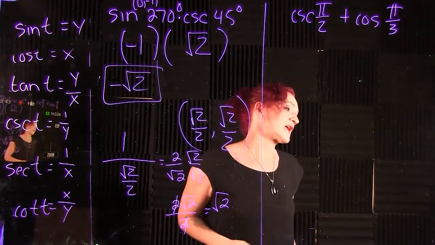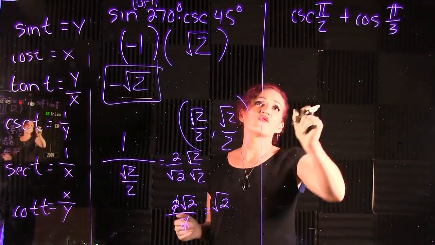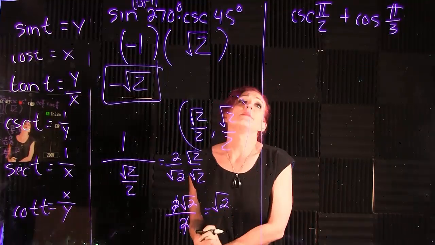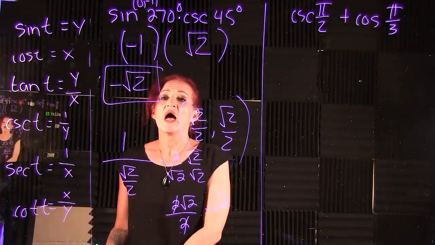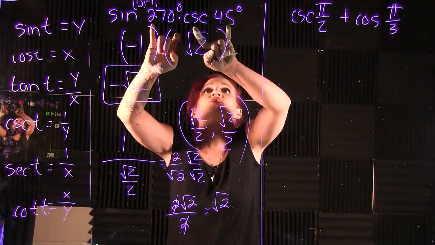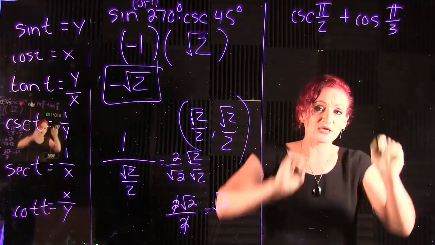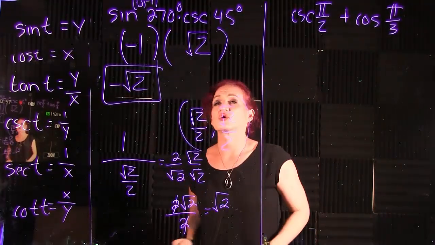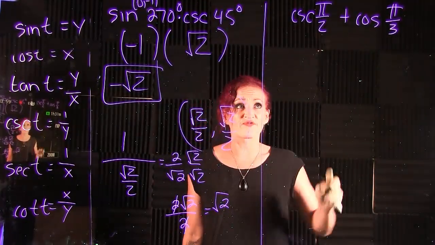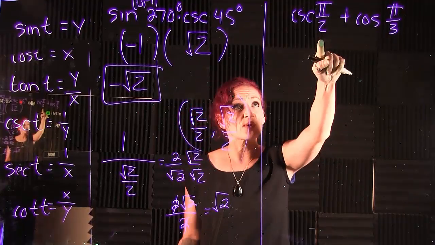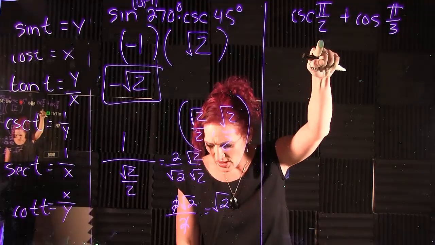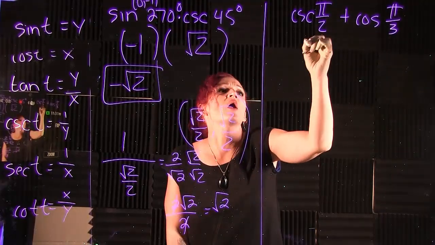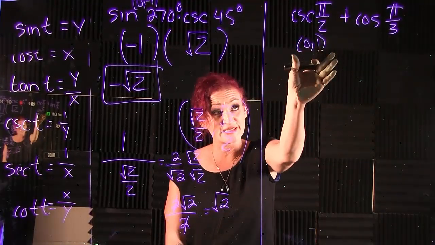Let's take a look at a very similar example then. Over here we have cosecant pi over 2 plus cosine pi over 3. Again, your unit circle should have your degree and your radian measures on it. So in order to do this problem, the first thing we're going to do is look up pi over 2 on our unit circle. If we look up pi over 2 on our unit circle, that is the point (0, 1).